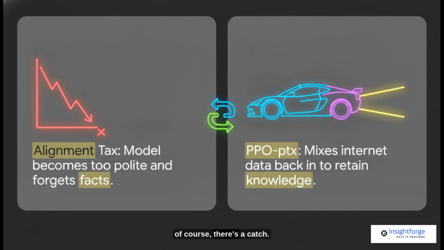But, of course, there's a catch, and this is a really fascinating concept for your own research: the alignment tax. See, when you train a model to be perfectly polite and helpful, it sometimes loses its edge on basic academic tasks like coding or reading comprehension. It essentially gets so hyper-focused on manners that it forgets basic facts. To fix this, the researchers cleverly balanced the PPO equation by creating what they called PPO-ptx. They mixed some of the original internet pre-training data back into the final reinforcement learning phase. Think of it like driving a car really fast toward a destination, but constantly checking your rearview mirror to make sure you stay on the road and retain your core capabilities.